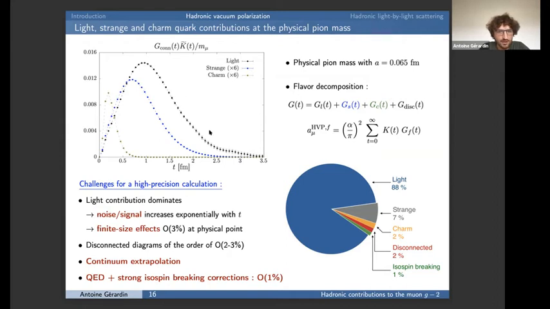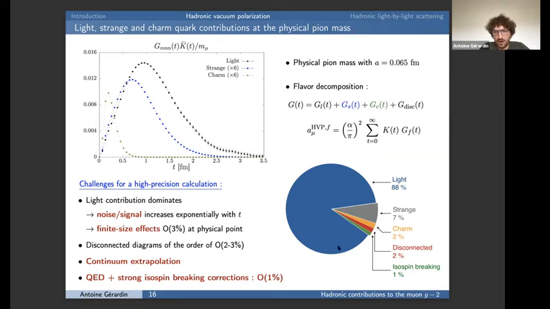So here you can see that indeed for the light quarks at long distances, the signal starts to be a bit noisy. This would be one of the main difficulties. And also the light quark contribution is much longer range compared to the charm or the strange contribution, which on the lattice means that we expect relatively large finite size effects. And indeed, for typical lattice simulations at the physical pion mass, we have finite size effects of the order of 3%, which again is not negligible since we want to reach a few per mil precision.